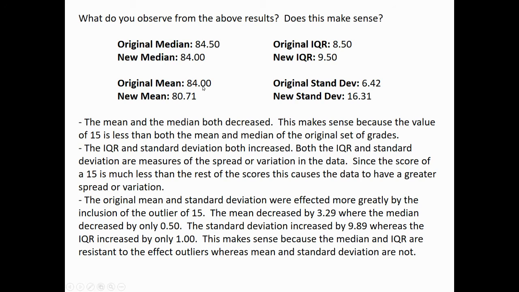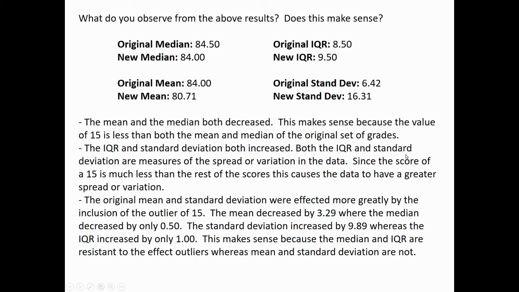The original mean, 84. Original standard deviation, 6.42. New mean, about 80.7. That went down about 3 points. The standard deviation changed by about 10 points. So let's summarize all this based on stuff we've learned in Chapter 1. The mean and median both decreased. This makes sense because the value of 15 is less than both the mean and the median of the original set of grades.